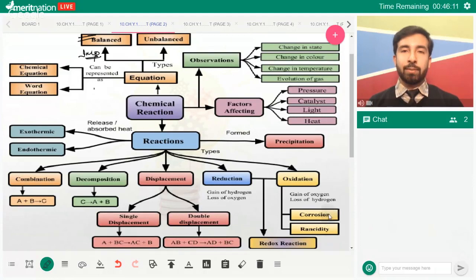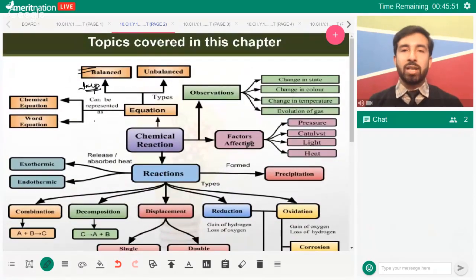So corrosion means when metals react with the oxygen present in the atmosphere and get corroded and their properties change, whereas rancidity takes place in food materials. That means the food materials get spoiled, they release a foul smell, and the taste changes. So this was all about the topics which have been covered in this chapter.